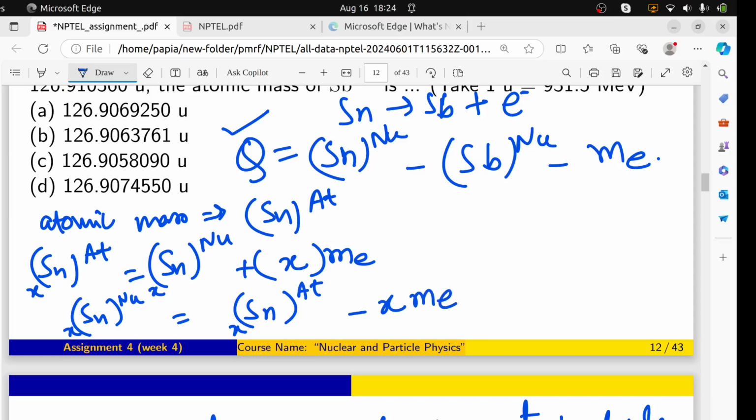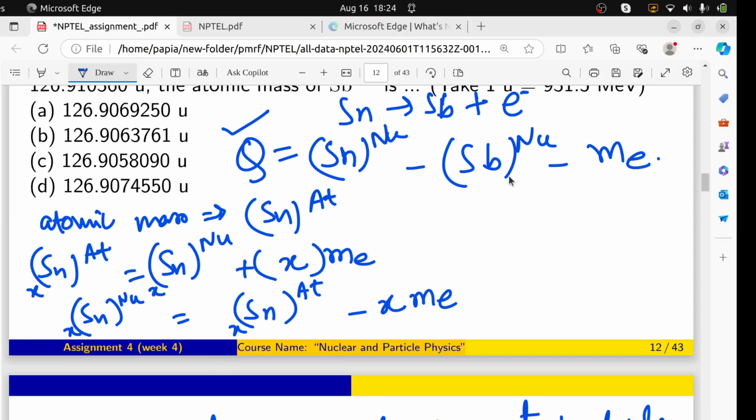If you have any question or doubt, you can stop me and ask, no problem. Up to this, is there any problem? This is nothing but a relation between atomic mass and nuclear mass. I don't know the exact number of protons, so I have just written X. So Sn X nuclear equals Sn X atomic minus X Me. Does it make sense? Yes, ma'am. Understood.